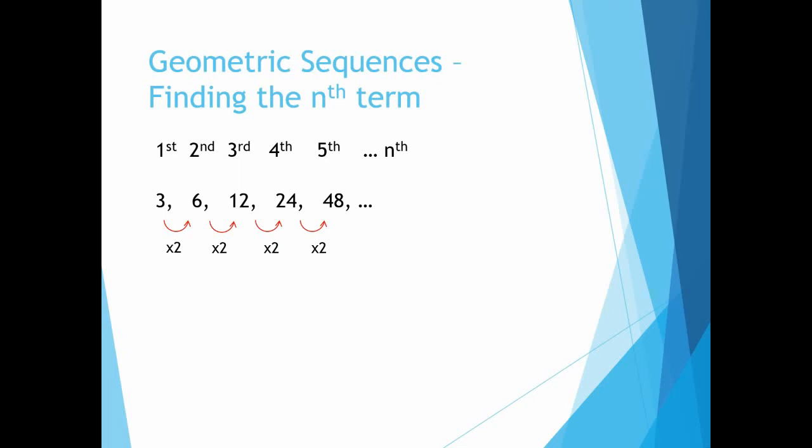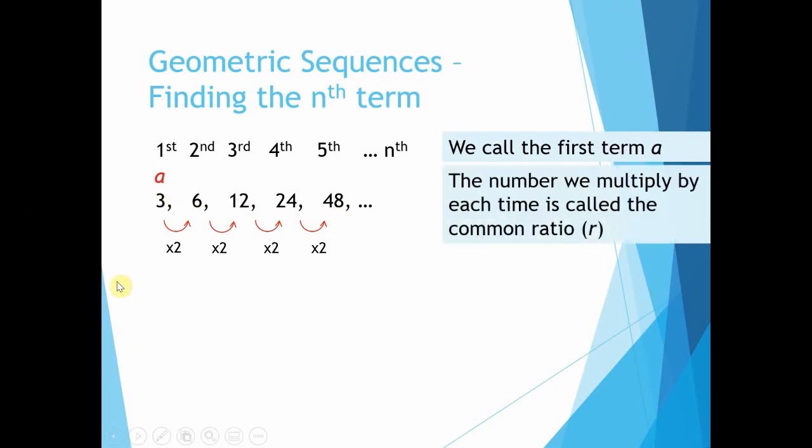So how do we find the nth term of a geometric sequence? Well, we need to introduce you to a few bits of terminology first. We call the first term A. So in my geometric sequence here, this I could call A. And we call the number we multiply by each time the common ratio. So the common ratio in this question is 2. If my first term is A, I could call my second term A times R, or AR. If I multiply that by R again, the R would become R squared. So this third term is AR squared. Fourth term is AR cubed, and so on.